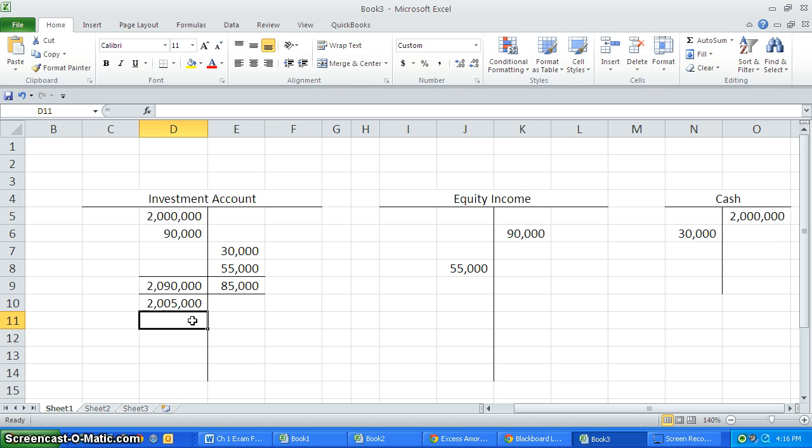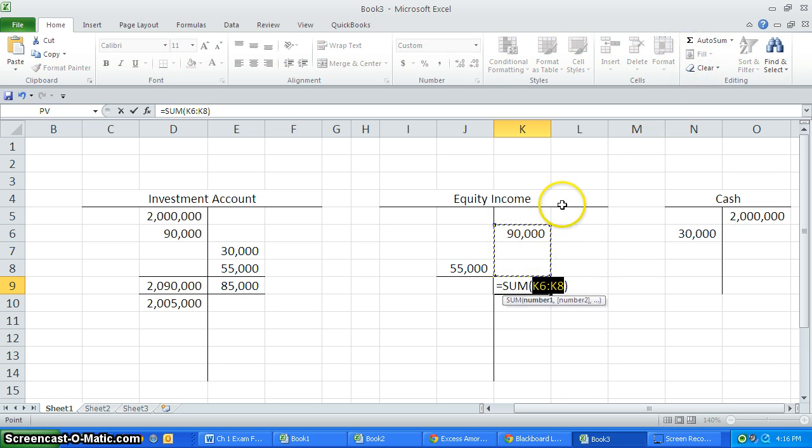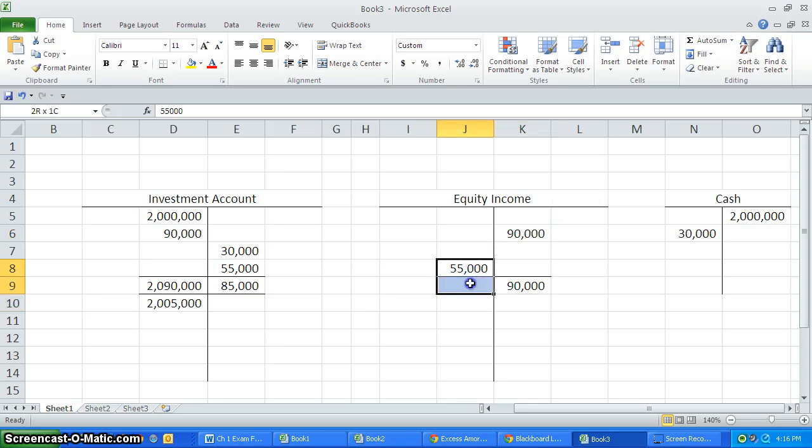Now they can ask this, but they can also ask what on earth was our equity income. For that, we're going to want to take our $90,000 and our $55,000. So if they were to ask us, which they didn't in this problem, but you know it's coming, what is our balance for this year in equity income, we would have to say $35,000.